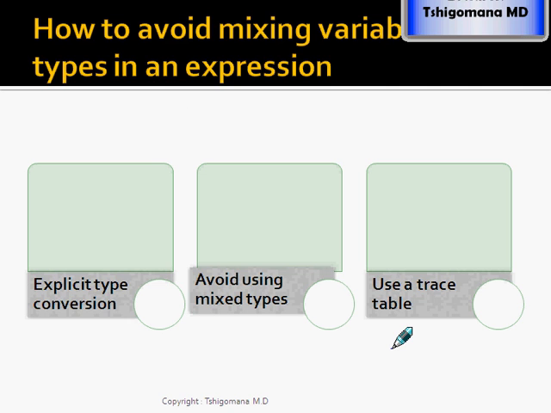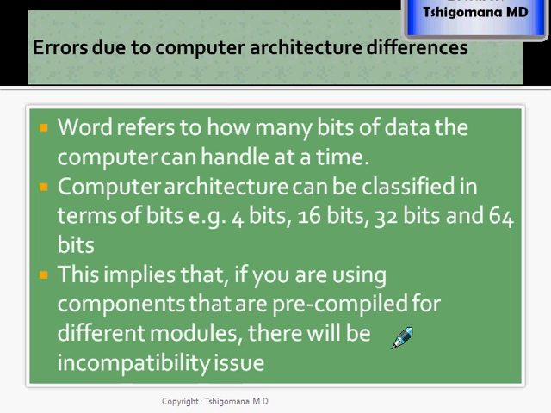How to avoid mixing variable types in an expression: you can use explicit type conversion. You can avoid using mixed types. You can use a trace table. Now, there are some errors that are the result of computer architecture differences.